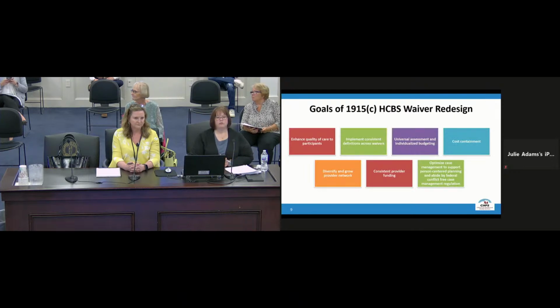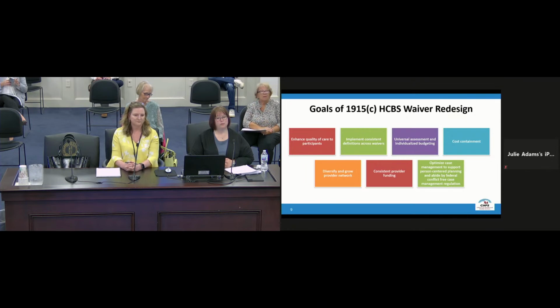So what are our goals of the redesign? Top one is to enhance quality of care to our participants. We're going to do this through implementing consistent definitions across waivers. Right now, if you looked at a service, respite or personal care, for example, it has maybe 5 different definitions when really the basis of the service is the same. The individual you're serving may have slightly different needs, but the service you're providing to them is basically the same service. We want to look at a universal assessment and individualized budgeting.